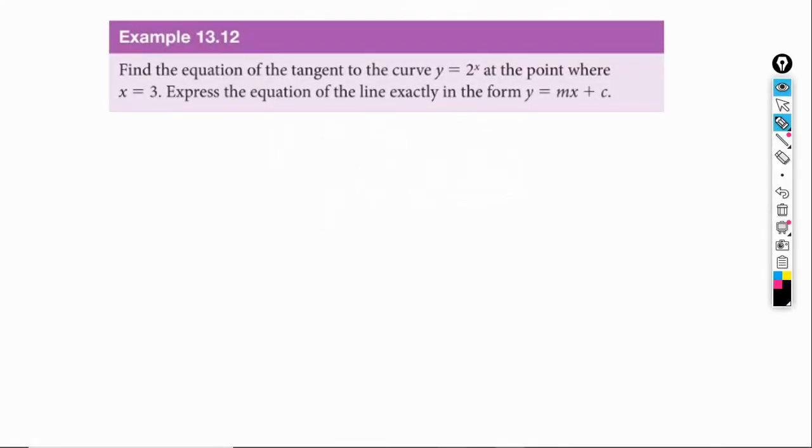Okay, so here we are with example 13.12. Find the equation of the tangent to the curve y equals 2 to the x at the point where x equals 3.